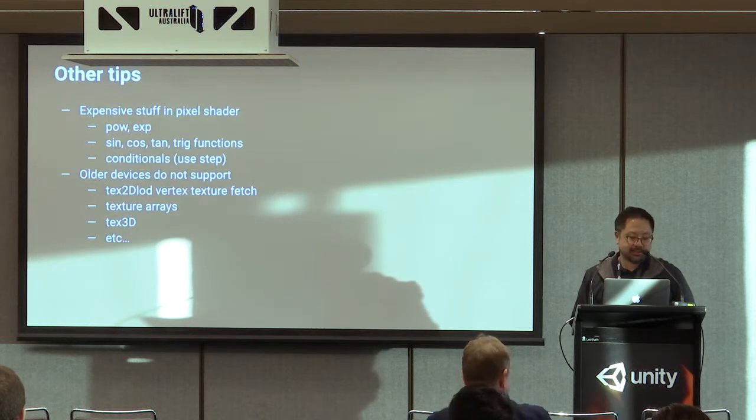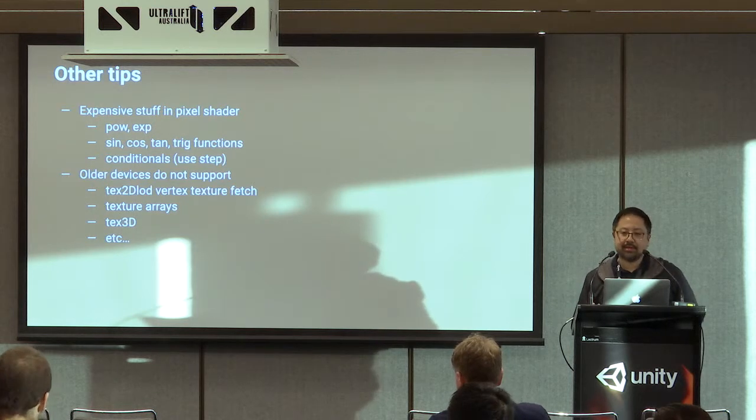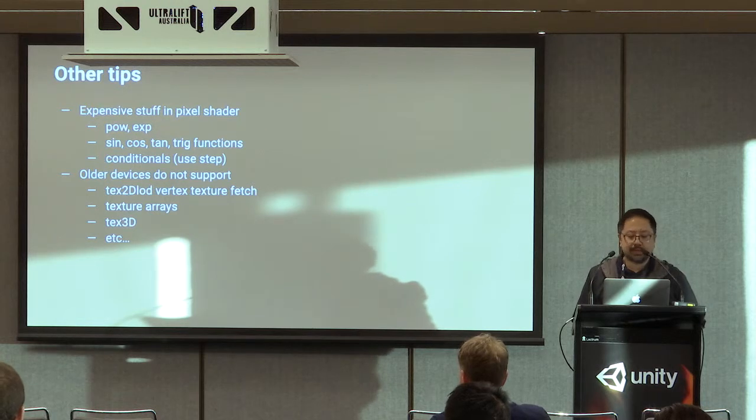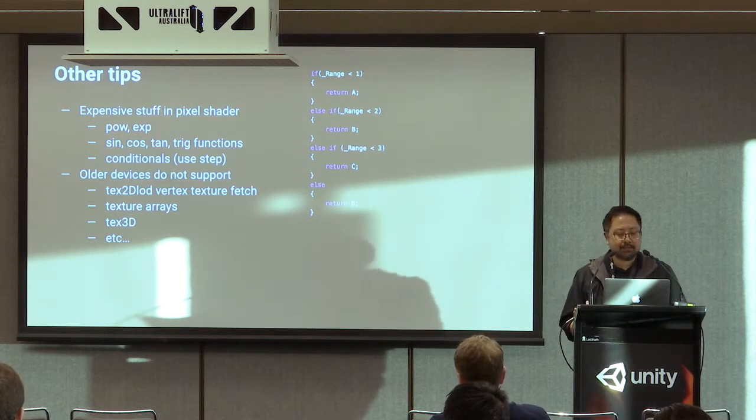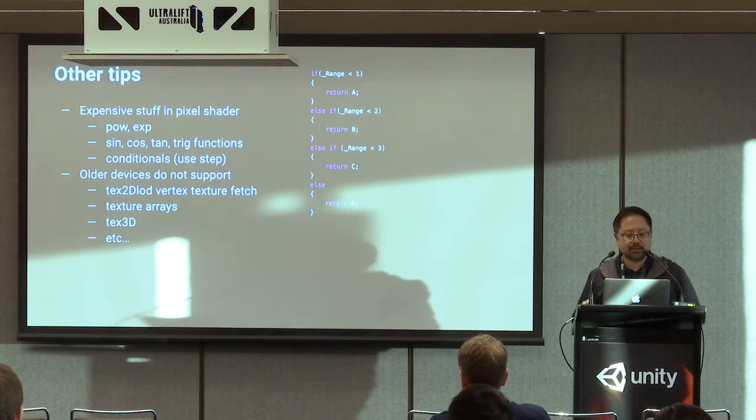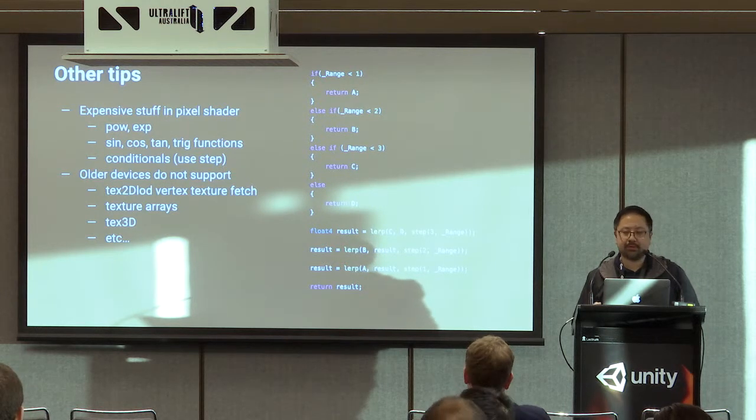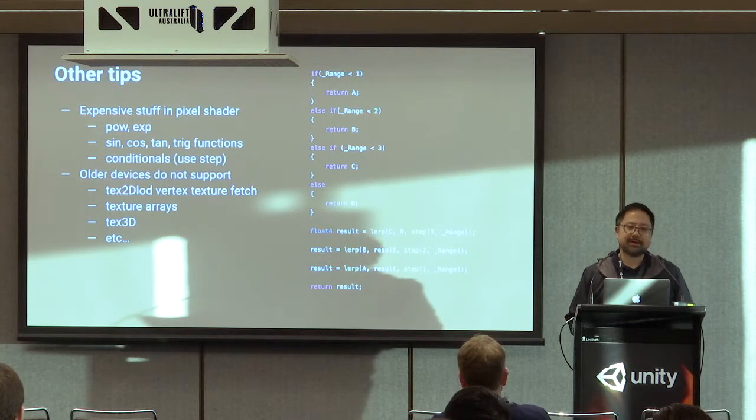Some other tips too. Expensive stuff in the pixel shader: avoid things like power, exponential, and trig functions. Older devices sometimes don't like conditionals like this, but you can rewrite any kind of conditional branching using step functions like this. Also be careful with older devices and things like tex2D LOD, texture arrays, and texture 3D. A lot of that is not supported, so if you want to target the bare minimum, don't use these things.